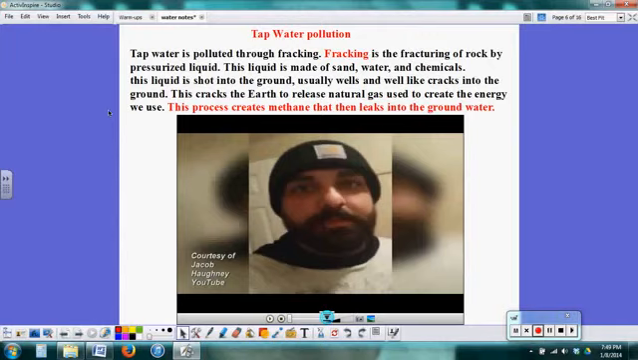Say no to fracking. Fracking is when you fracture the water by a pressurized liquid. I'm reading this up here. This liquid is made of sand, water, chemicals. The liquid is shot through the ground, and it cracks open to get the natural gas that we need for energy. This process creates methane, which then leaks into the groundwater.